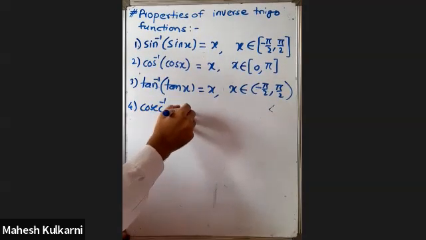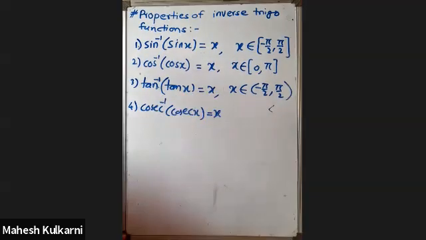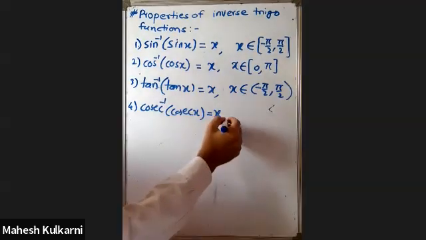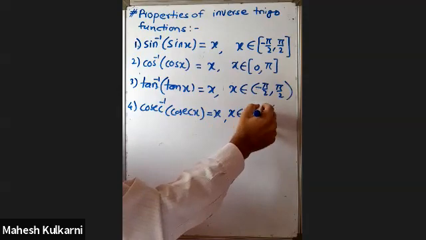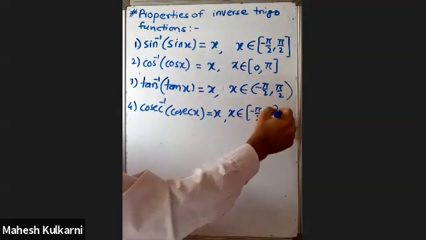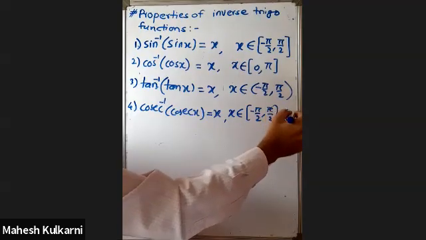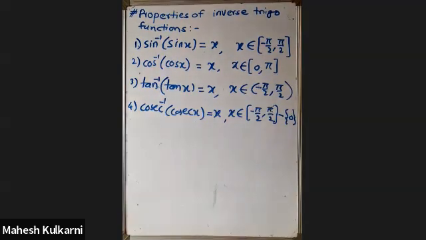cosec inverse of cosec x is x, where x belongs to the interval minus pi by 2 to pi by 2 except 0. So this is the minus pi by 2 to pi by 2 interval except 0. This is the range of the cosec inverse function.